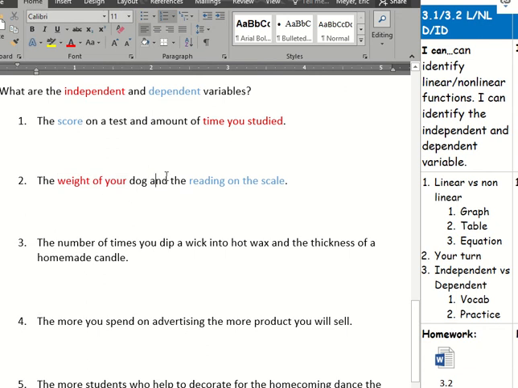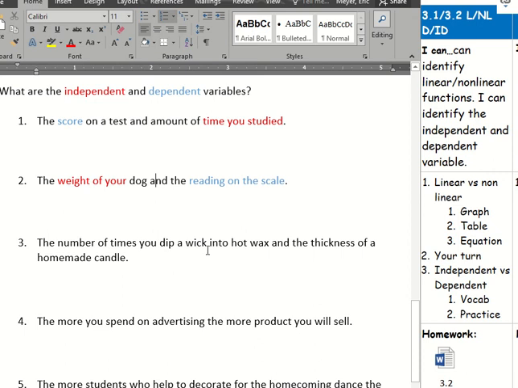Now these are kind of tricky because they're just 2 variables to us, but we really need to sit down and think about it. What one changes the other one? Does the weight of our dog change the reading on the scale, or does the reading on the scale change the weight of your dog? Think about that. Does the dog look at the scale and then suddenly be like, oh, I'm a 300-pound dog, and then get really fat? No, that's not how that works.